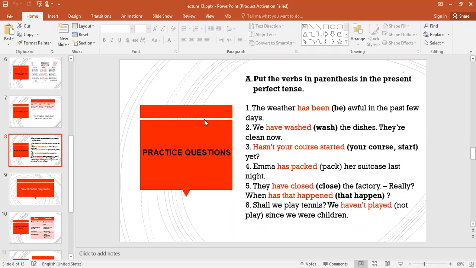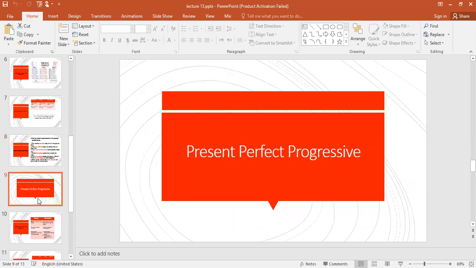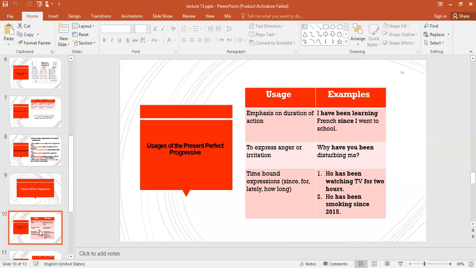Shall we move to the other kind of present, which is the present perfect progressive? Who can help me and read, please? Yes, Ghadi, read the usage. Why is the present perfect progressive used? Emphasis on duration of action. It means to make sure that this action happened over a certain period of time.